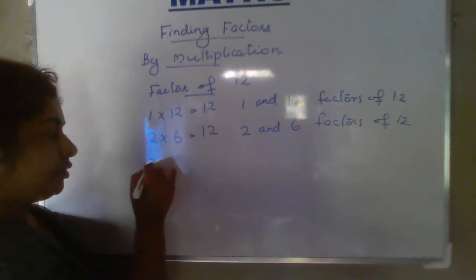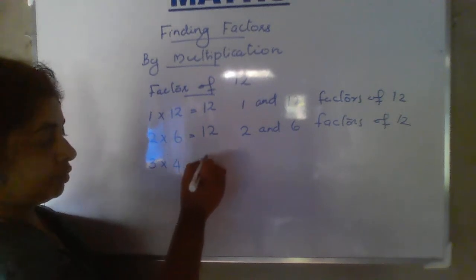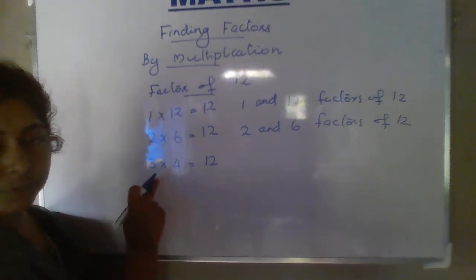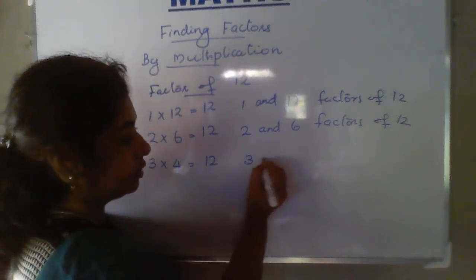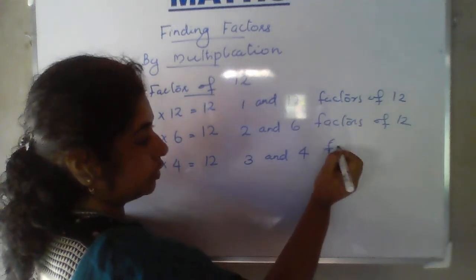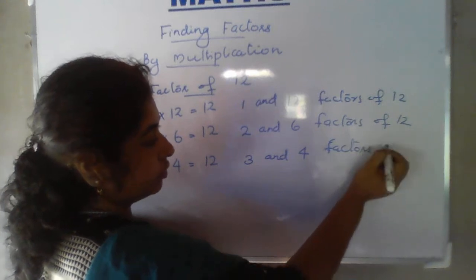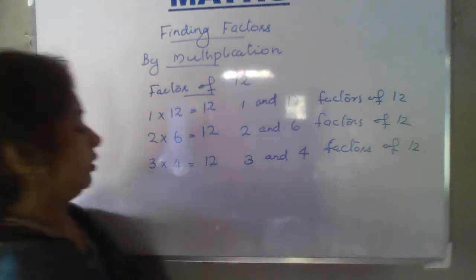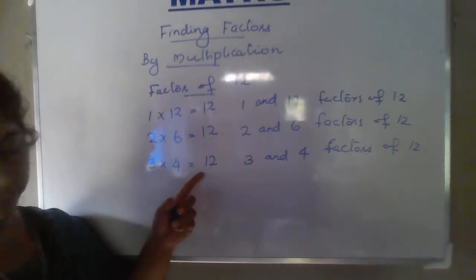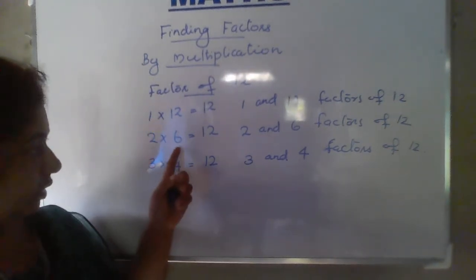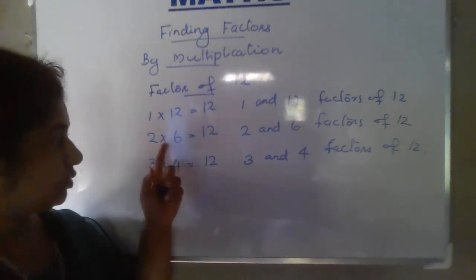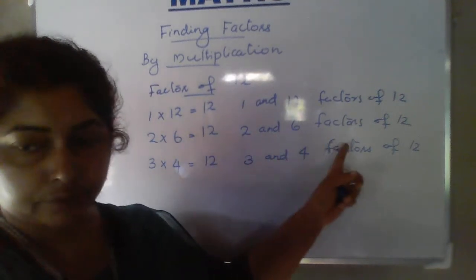Then also we know that 3 × 4 equals 12. That is, 12 is a multiple of 3 and 4. So 3 and 4 are factors of 12. Then 5. 5 is not a factor of 12. Then 6. Here we get 2 × 6 is 12, so 6 × 2 is also 12. So 6 is already a factor of 12.